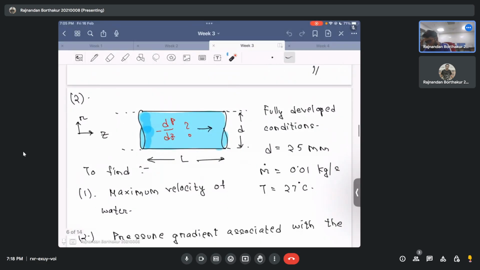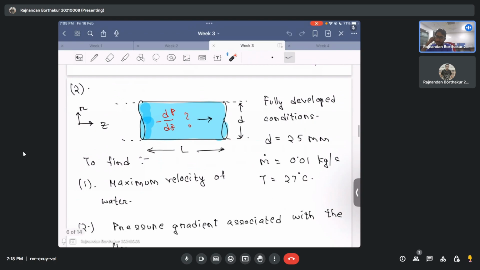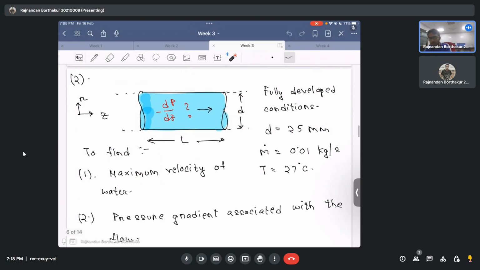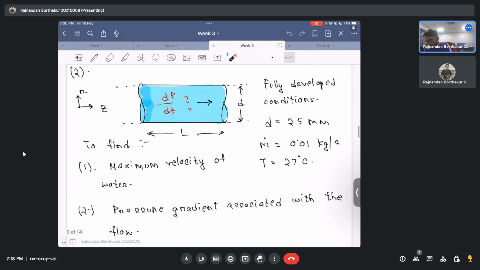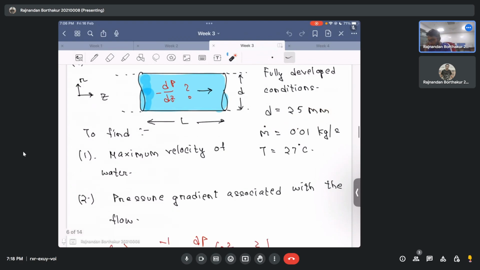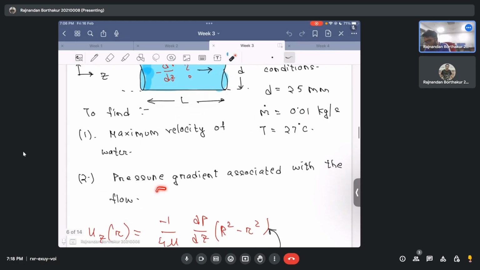The second problem, which was a numerical problem, was on the fact that there is a fully developed flow in a pipe, which is generally termed as the Hagen-Poiseuille flow, with a pressure gradient. However, its magnitude was unknown at that time. In contrast, it was given that the diameter of the pipe, the mass flow rate, and the corresponding temperature were known. We were asked to find out the maximum velocity of the water flowing through the pipe, where the pressure gradient is driving the flow.